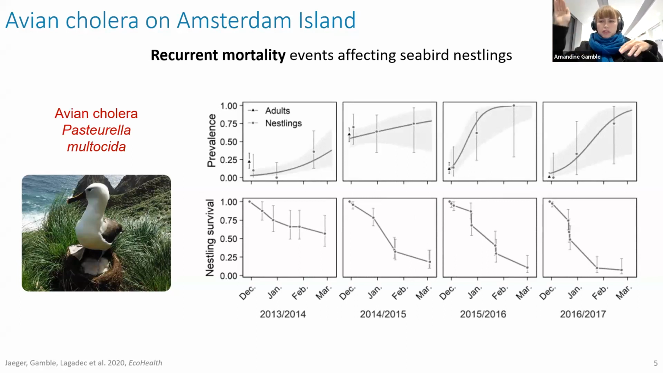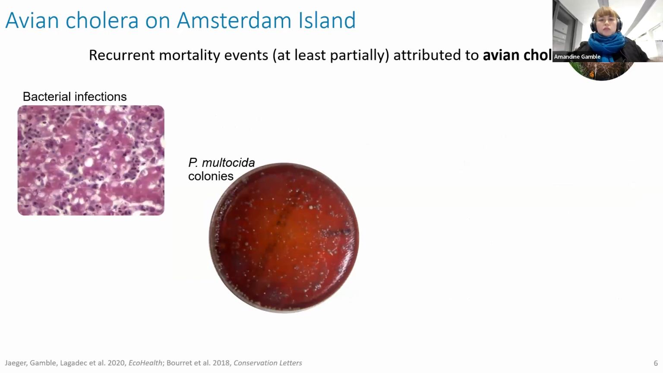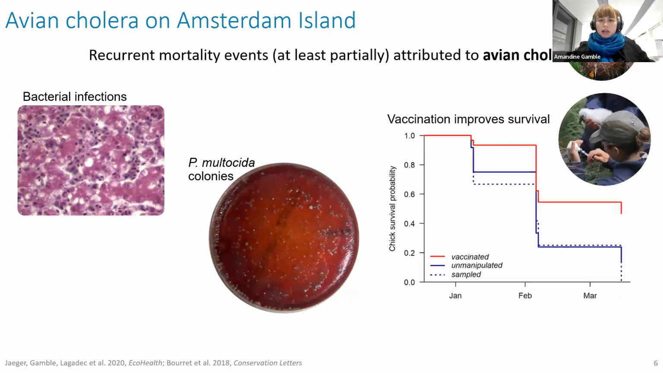So you can see the prevalence of Pasteurella multocida increasing over the breeding season as the survival of the chicks drops. We did isolate the bacteria from dead birds, so that was already a good evidence. We found some lesions that are characteristic of septicemia in the dead birds. And then the nail in the coffin was that when you vaccinate the chicks against Pasteurella multocida, you considerably increase survival. So now we're pretty confident Pasteurella multocida is the culprit, at least for part of the mortality events.